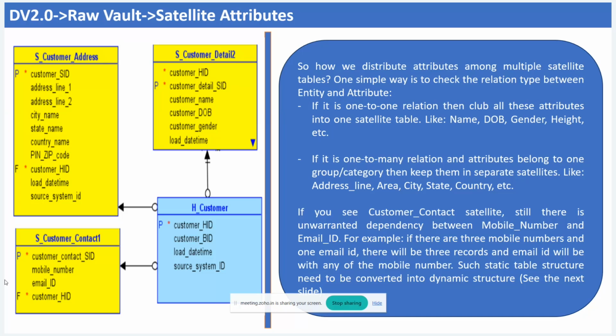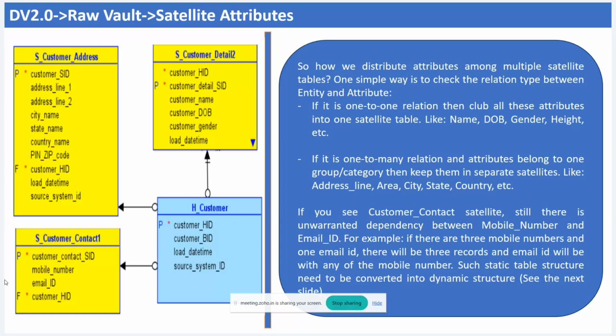The second part, you see, is the customer address. If you see the relation between customer and address, like address line 1, address line 2, there will be many. For one customer there are 3 or 4 addresses, so it is one customer, many addresses. Whatever attributes are there for address should be in one satellite table, so that is why I've taken them into the customer address satellite table.